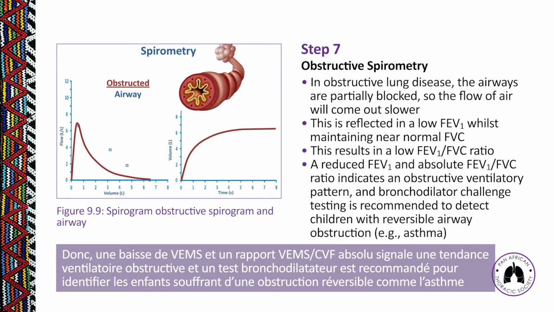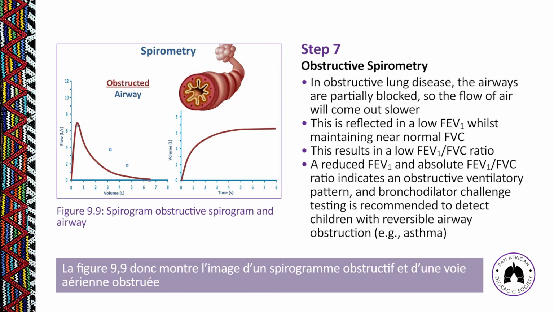So a reduced FEV1 and an absolute FEV1 to FVC ratio indicates an obstructive ventilatory pattern, and bronchodilator challenge testing is recommended to detect children with reversible airway obstruction, for example in asthma. Figure 9.9 shows a spirogram showing an obstructive spirometry pattern and an obstructive airway.